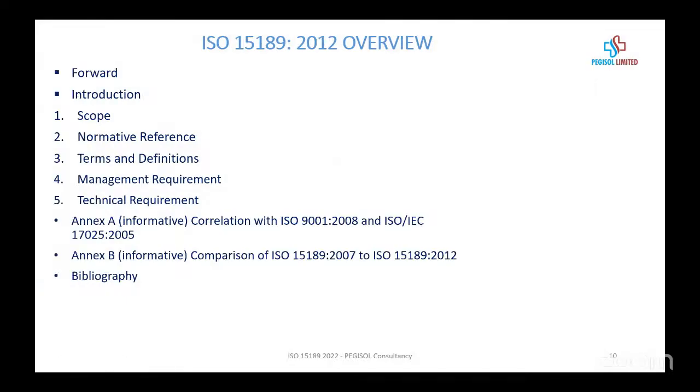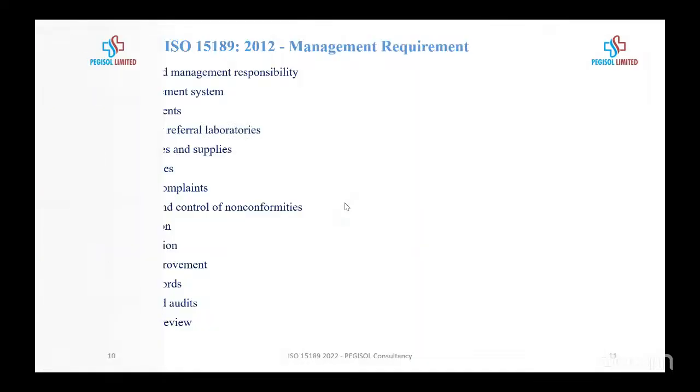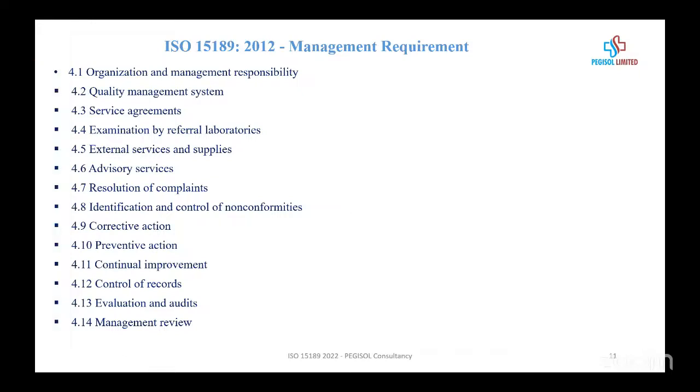So now this is the overview which we have looked at for 2012. For 2012, we have the foreword, introduction, one is the scope, two reference, three terms and definitions, four management requirement, five technical requirements. So in ISO 15189:2012, we have two requirements, the management requirement and the technical requirement.